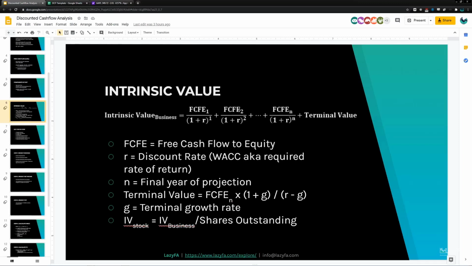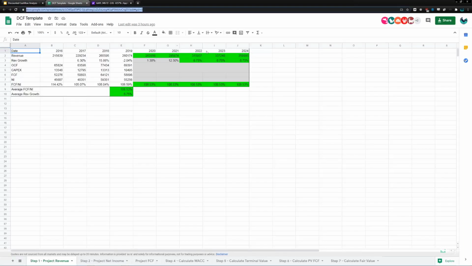And then the second one would be 2021, and then 2022 and 2023 and so on out to N, which in our case is going to be 5 because we're going to project 5 years out into the future. So we'll project out into 2024.